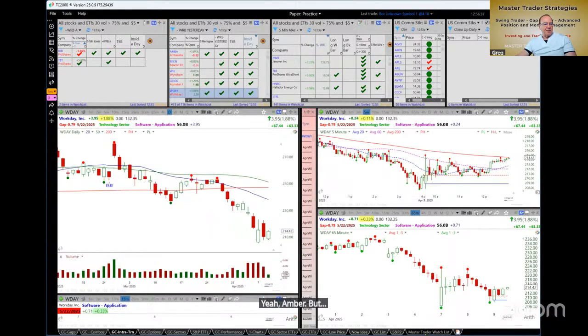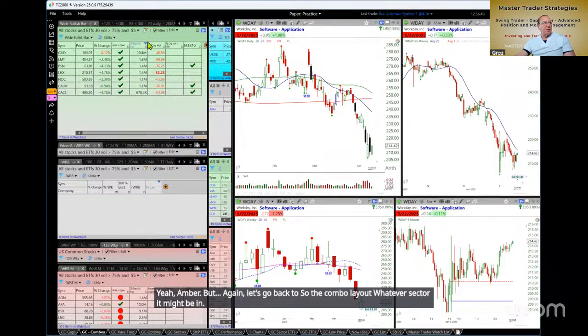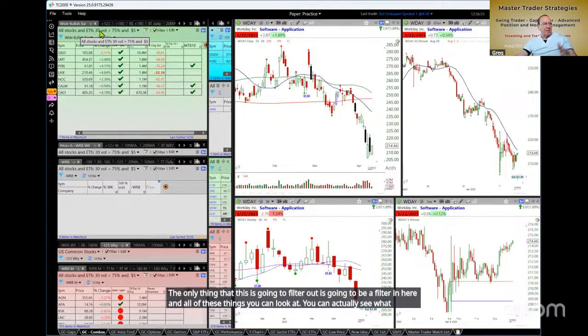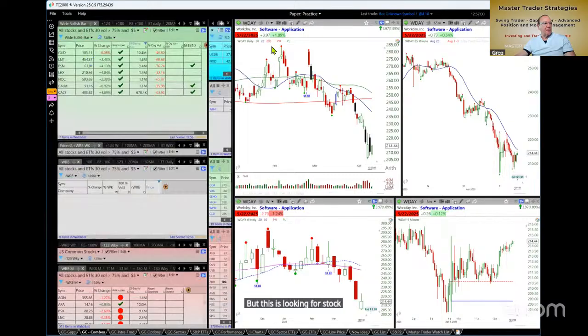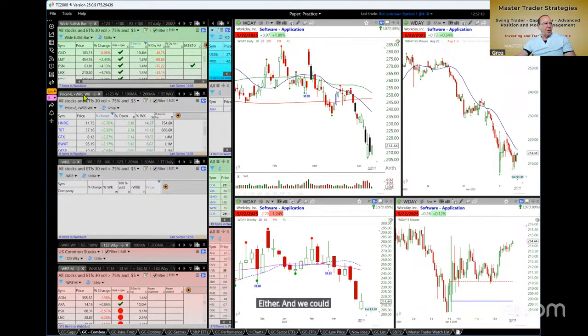But again, let's go back to the combo layout, whatever sector it might be in. The only thing that this is going to filter out, there's going to be a filter in here, and all of these things you can look at, you can actually see what's behind the screen, so to speak. But this is looking for stocks. You can see here, the thing that I made, got to be over a certain price and volume. So I don't want to see things under $5, and if it's not trading enough volume, I'm not interested either. And we could look at weekly ones.